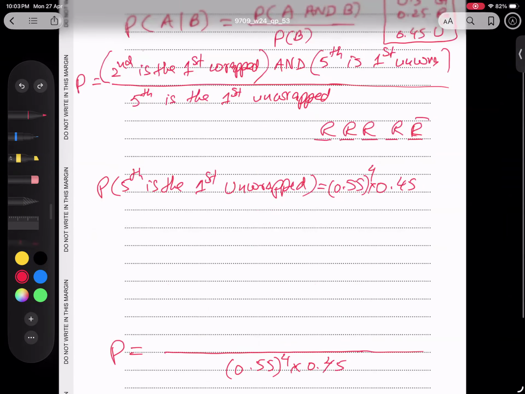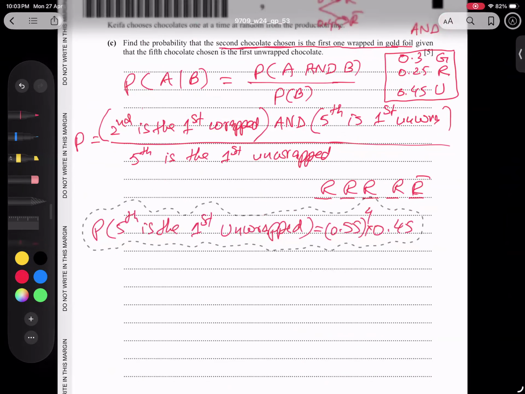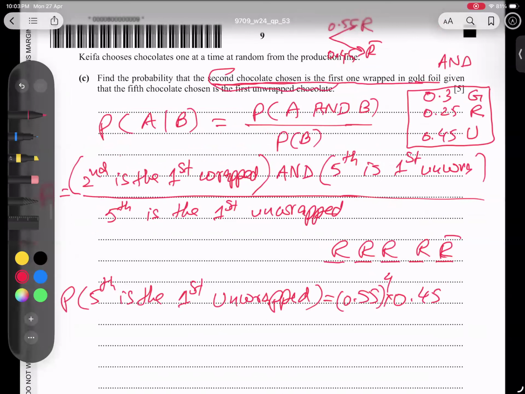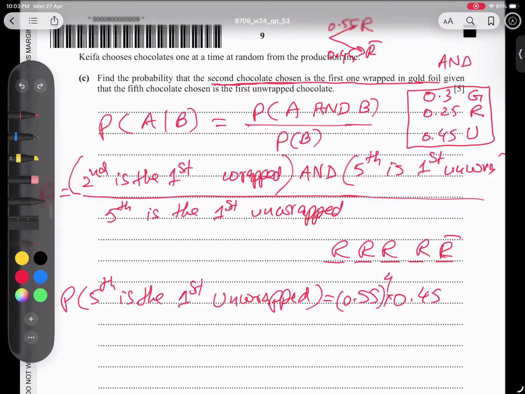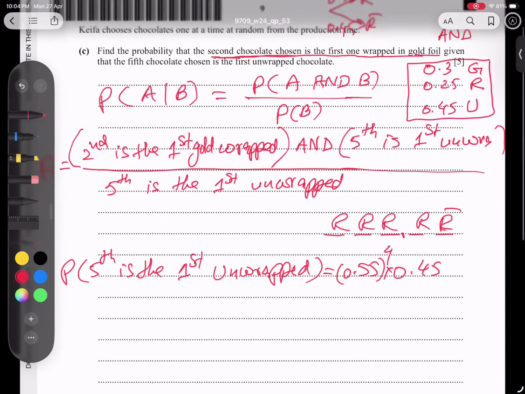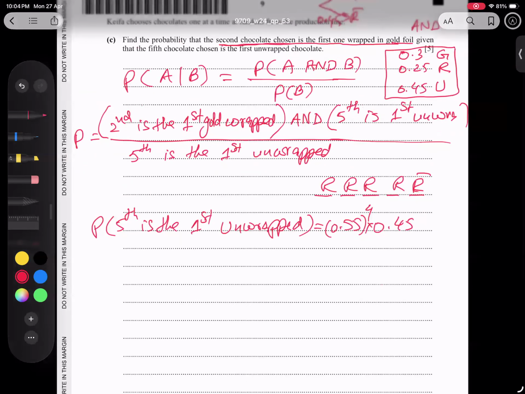Now I have to decide the numerator. That's a little difficult, but inshallah, I will try my best to help you. And check it, please. Now we are talking about the upper part. And read again: the second chocolate is the first wrap in gold. Okay, first wrap in gold. So I have to write the initial word here, gold wrap. Gold, G-O-L-D, gold wrap. Now students, we can see clearly, if I read it all together, the second is a first-time gold wrap.